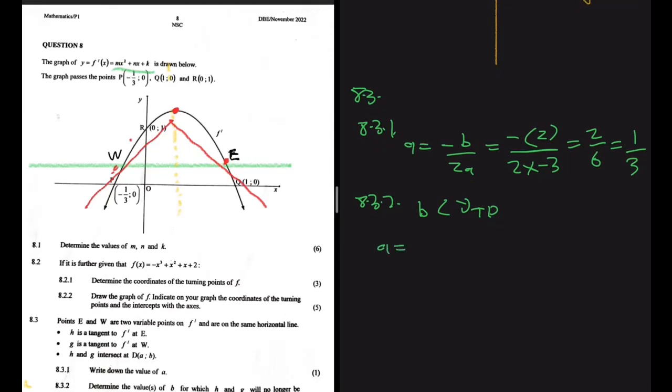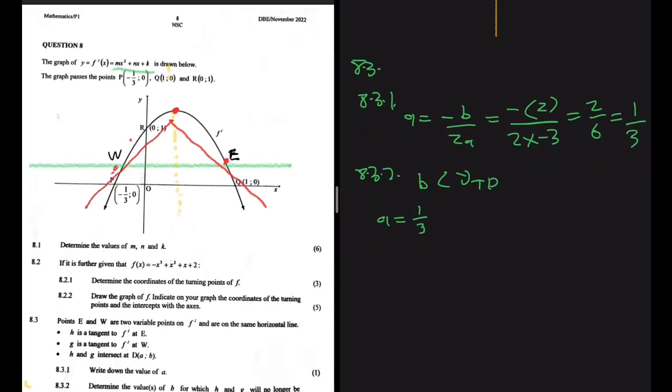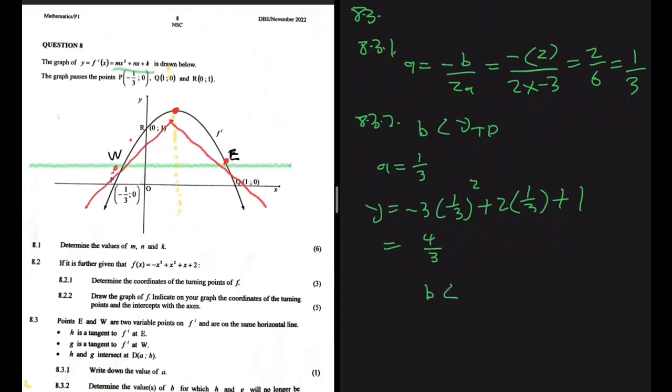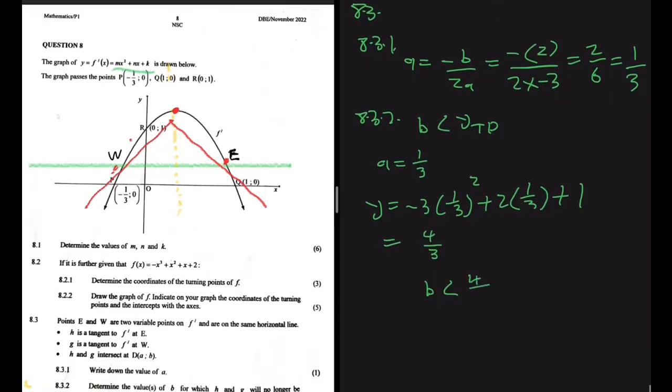We know fully well that the x value is 1 divided by 3, right? So now if we want to find the y value, we're going to get y equals minus 3 multiplied by (1 divided by 3) squared plus 2x, right? What is x? 1 divided by 3, and then plus 1, right? Don't forget the equation of y. And that should be equal to 4 divided by 3. So the value of b shouldn't be less than 4 divided by 3. If it is less than 4 divided by 3, then issues arise.